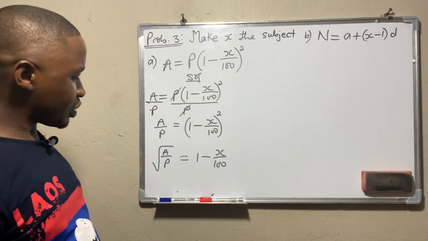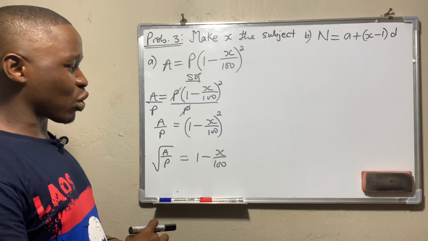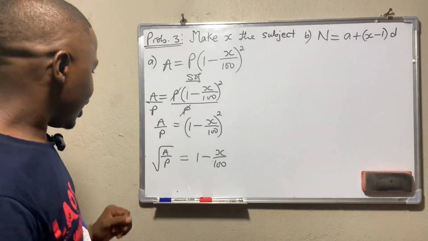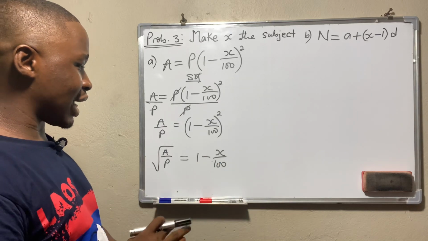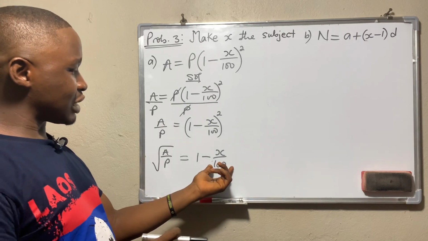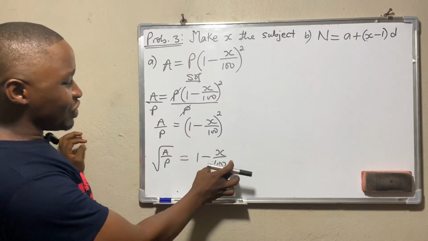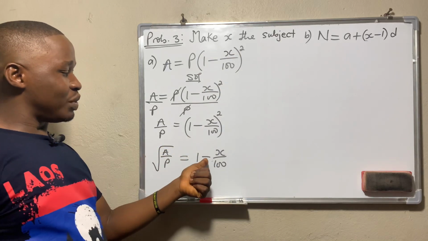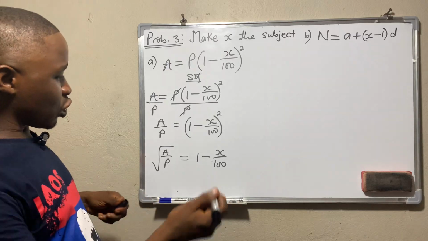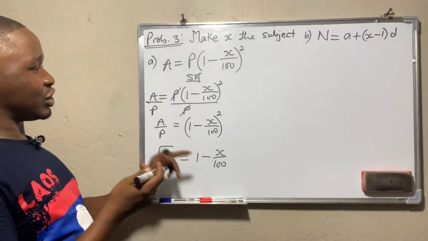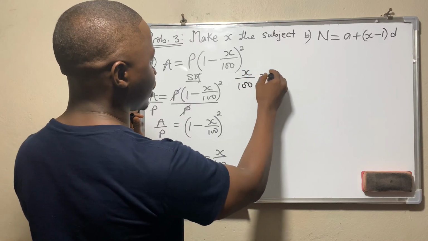We keep going. So what is next? We collect the terms containing only x. This term does not contain x. This term does not contain x. But this term contains x. So what do? We take this term to start standing alone. But if we leave this term on the right hand side, it will be what? With a negative sign. So let us move it to the left hand side. So when this one moves to the left hand side, the sign changes. So it becomes x over 100.